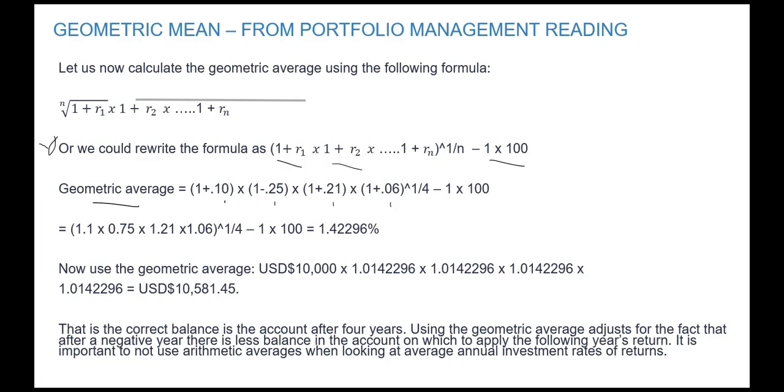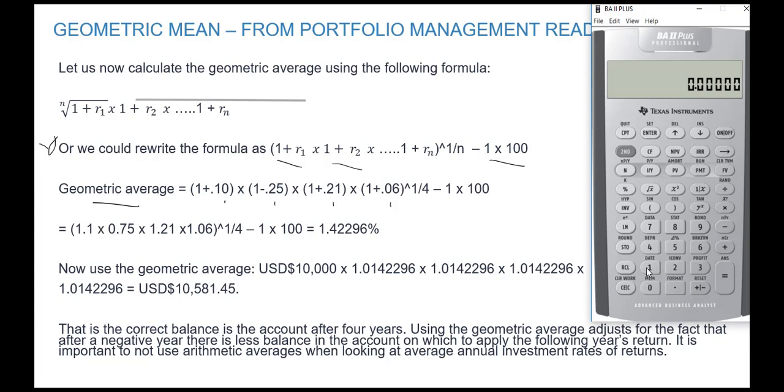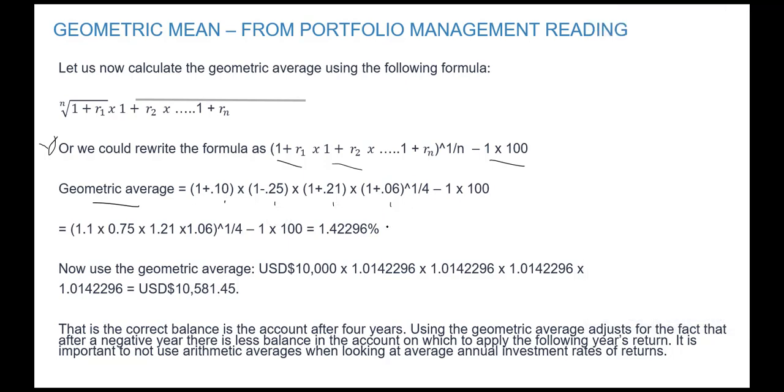So if I just bring up the calculator here, we can do it very quickly. It's going to be 1.1 times 0.75 times 1.21 times 1.06. It's going to give us an equals. We're going to do y to the x. 1 divided by 4 is 0.25. Don't need my calculator for that. I'm going to do equals, minus 1, and times 100 to get it back into a nice round number. And it's 1.42296%. So we can see that's considerably less than the 3%.